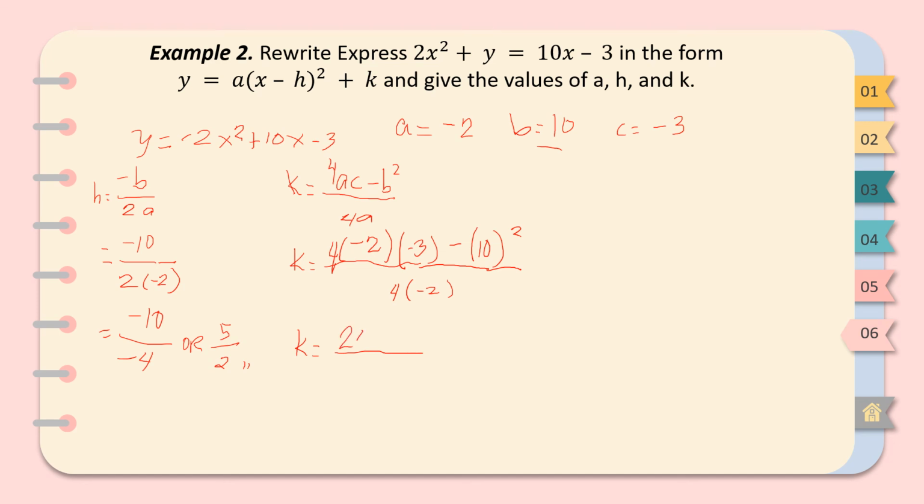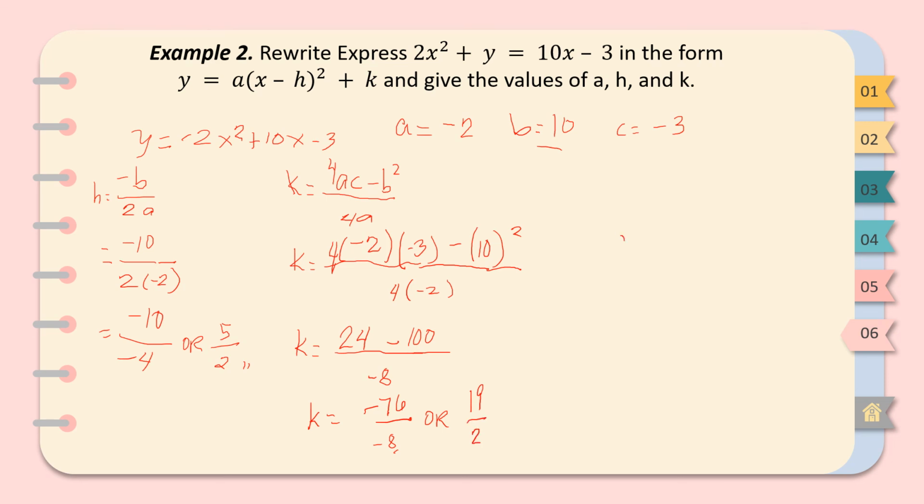Positive. Kasi positive times negative, negative times negative, positive. Minus 10 times 10, that is 100. Divided by 4 times 2, negative 8. So, simplify natin. Ang K po natin ay magiging negative 76 divided by negative 8. Or, that is, this one is divisible by 4. So, magiging positive 19 divided by 2.